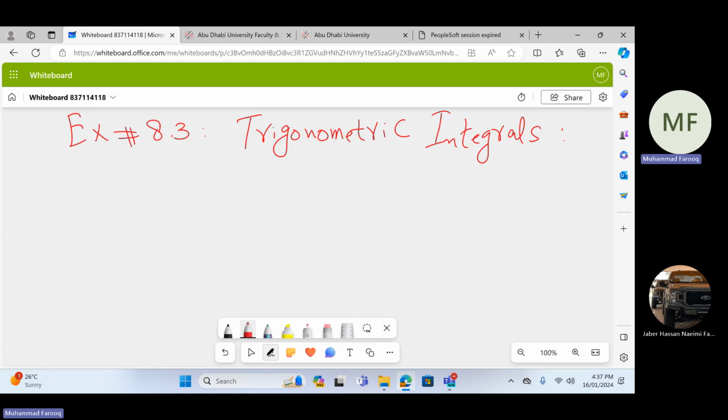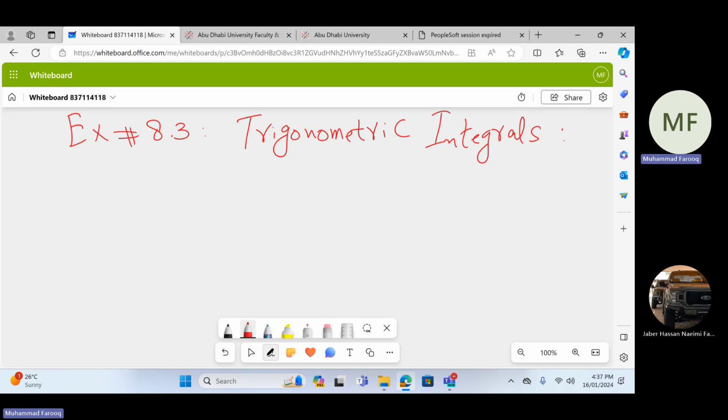So that's sine square. How do you integrate sine square? What is the integration of sine square? Basically, you need an identity. You're right: 1 minus cosine 2x over 2.